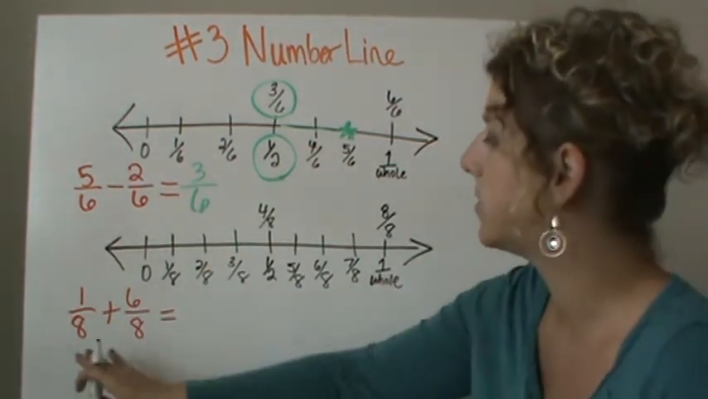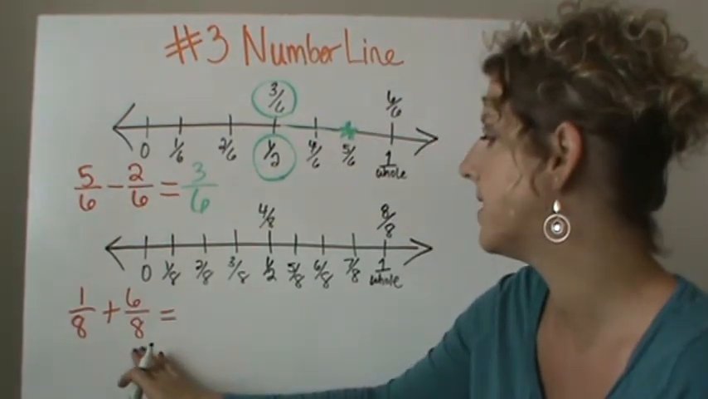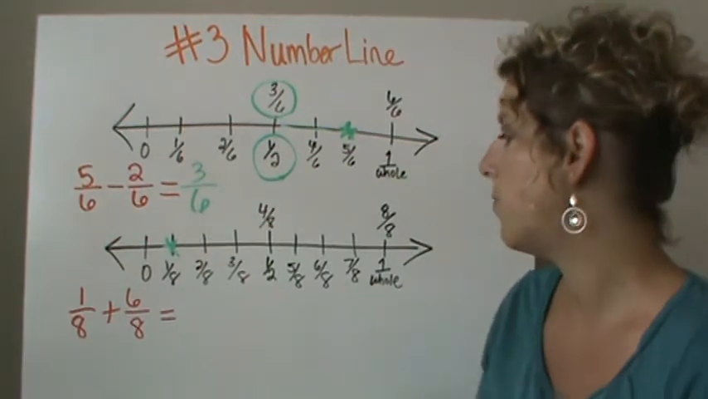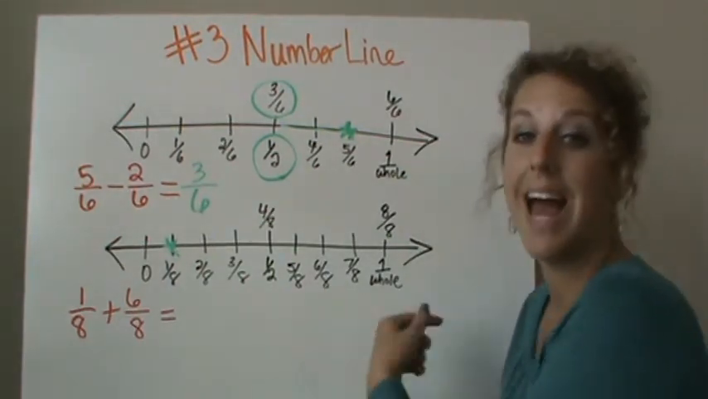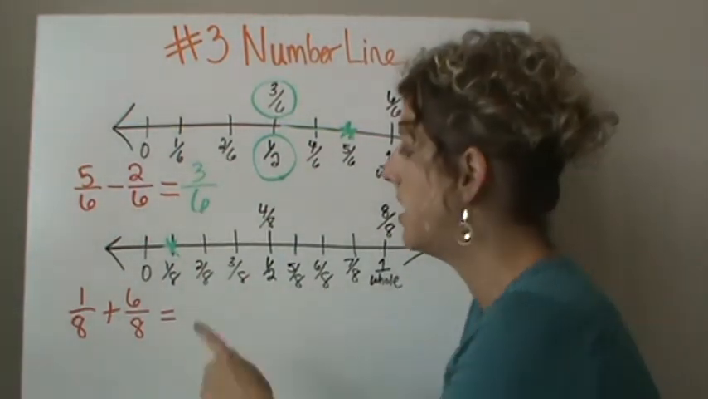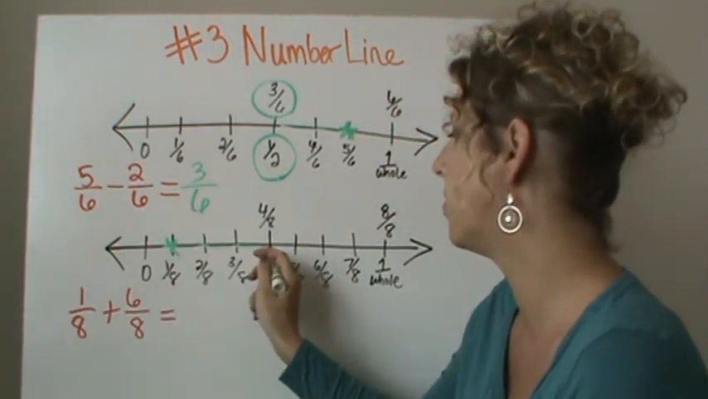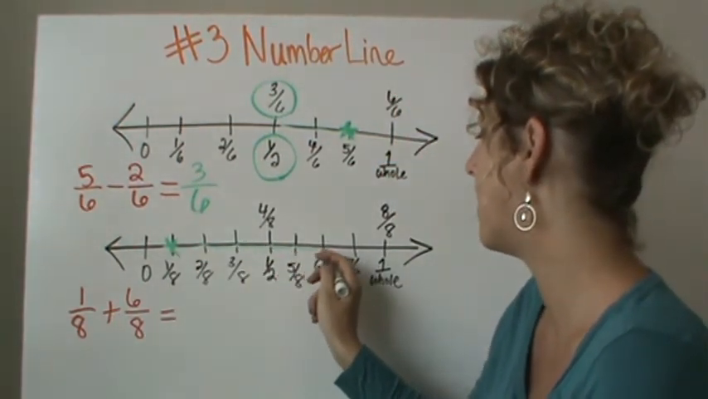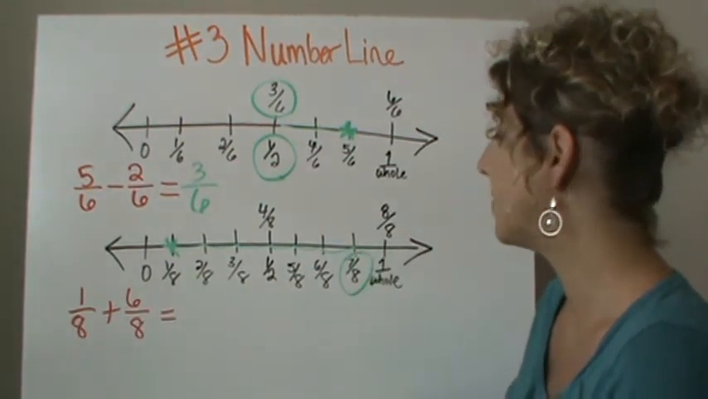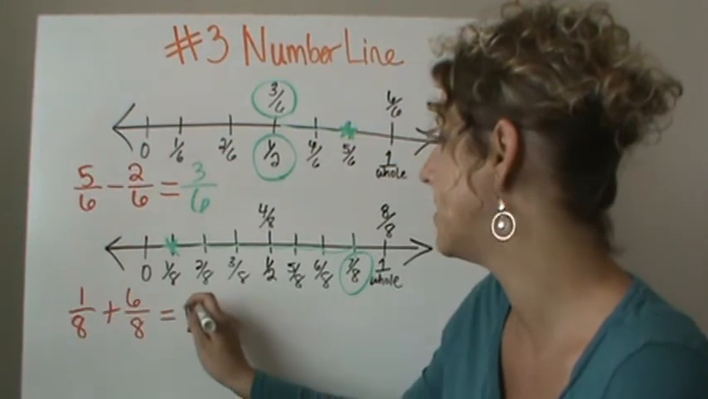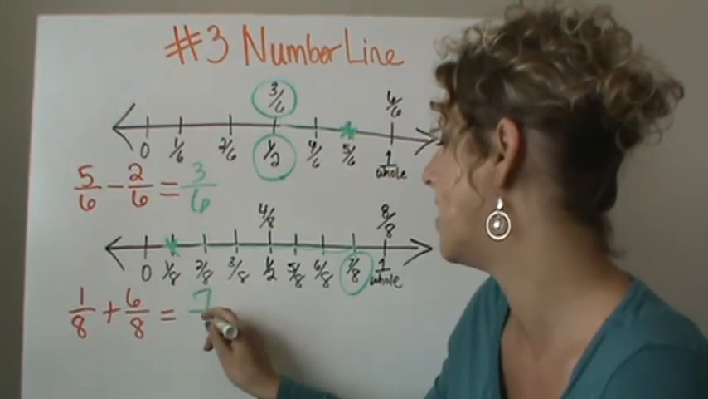If we look at the next one, 1/8 plus 6/8. Start at the 1/8. We're going to add 6/8. So you're going to add 6 spaces. 1, 2, 3, 4, 5, 6. So 7/8 is your answer, or your sum. 1/8 plus 6/8 is 7/8.